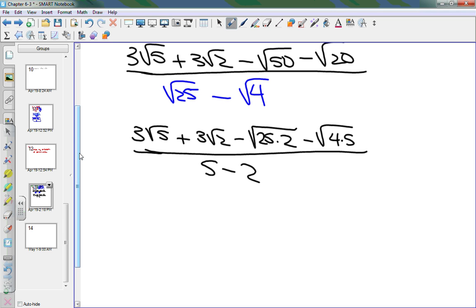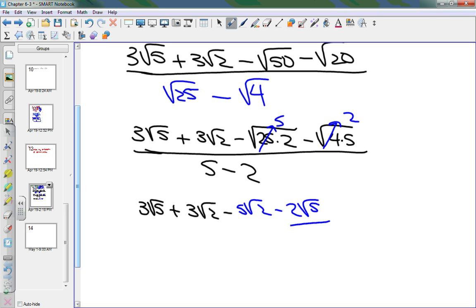Okay, I dropped down my 3 square roots of 5. I dropped down my 3 square roots of 2. What is the square root of 25? So that's going to give me minus 5 square roots of 2. What's the square root of 4? So that gives me minus 2 square roots of 5 all over. What's 5 minus 2? All over 3.